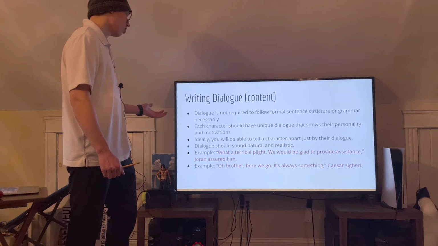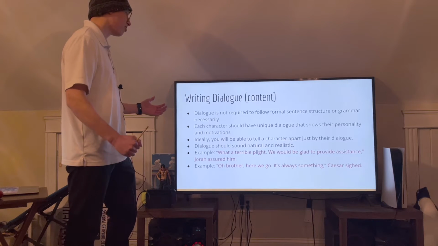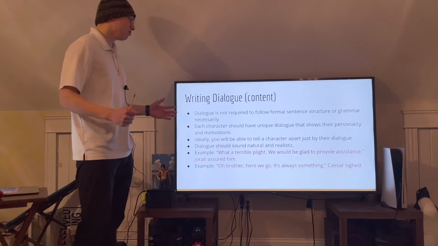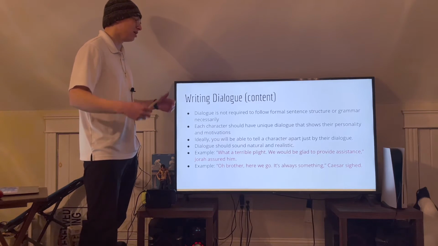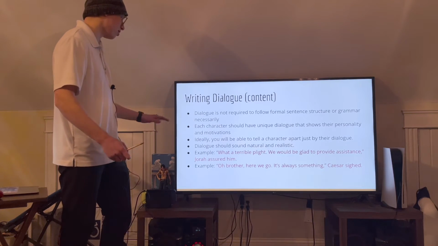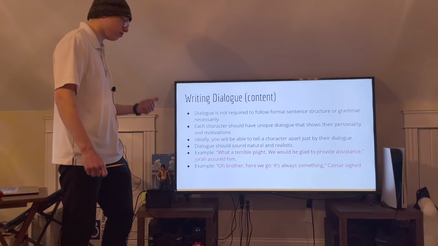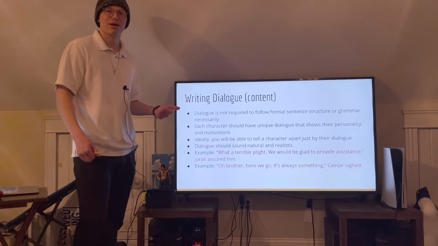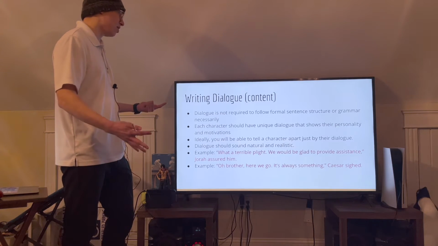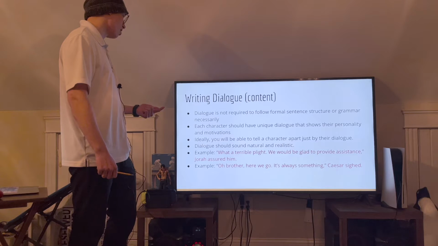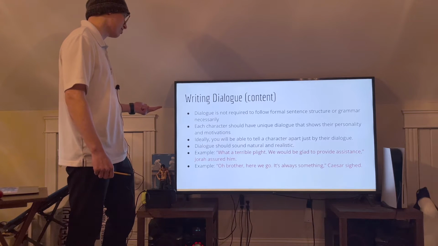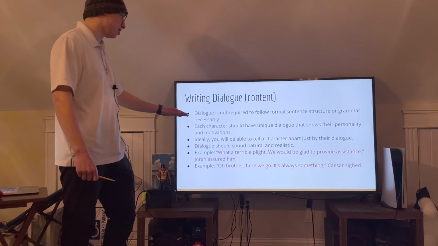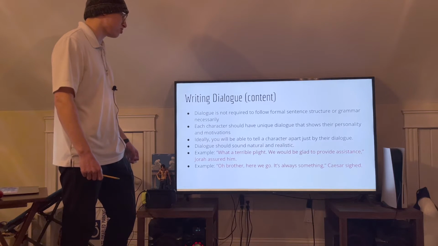"What a terrible plight. We would be glad to provide assistance," Jorah assured him. So in this quote, he speaks formally and kindly, and he offers to provide assistance. That alone tells you enough about his character. He's a formal person. You don't know this, but he is a member of the Royal Guard, which is why he's willing to help anyone really in the kingdom. Basically, it tells you a few specific characteristics by just his mannerisms and the way that he speaks.